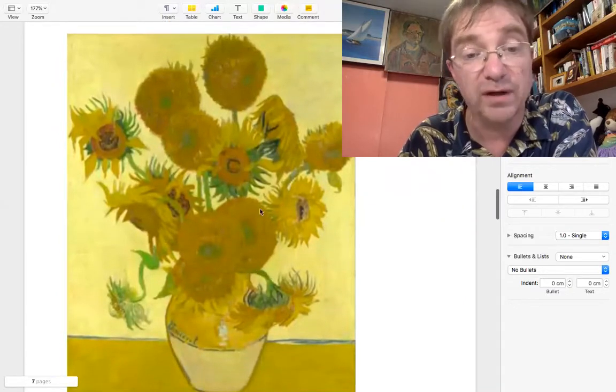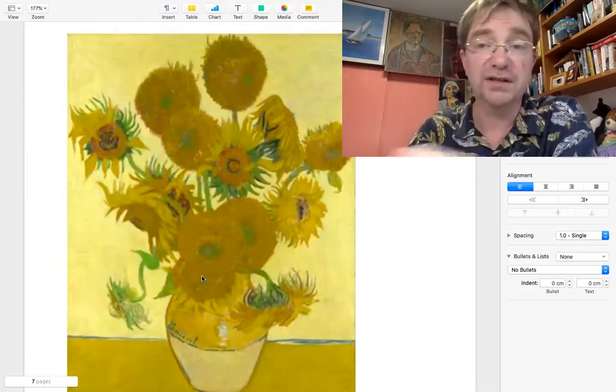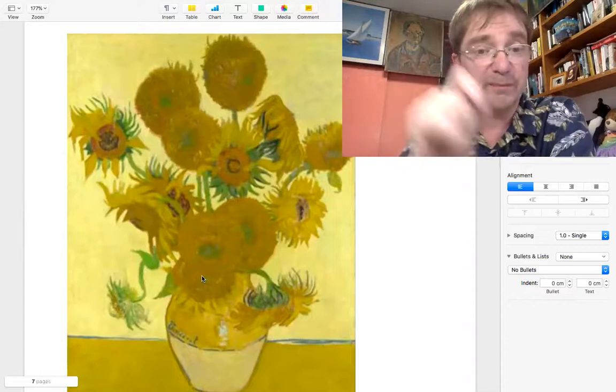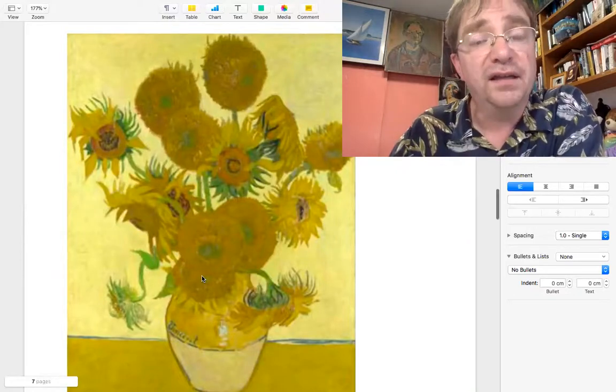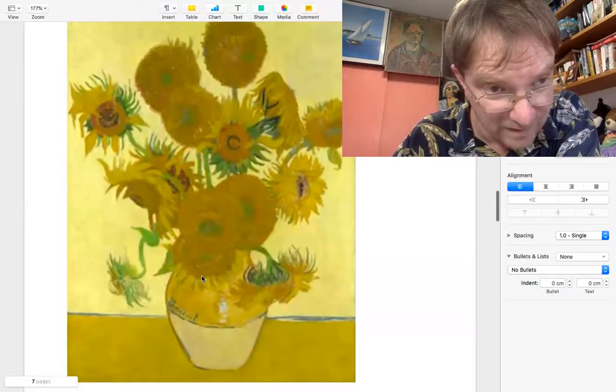What can we say about this? Well, it's sunflowers. So this is a still life, small objects that you can put in your studio and paint. Is it, well, let's have a look. Is it modern art or traditional?